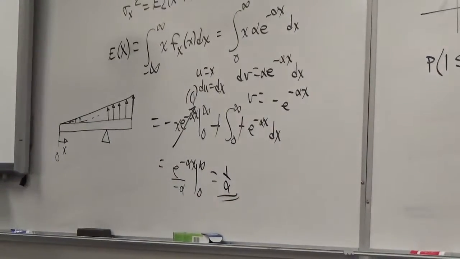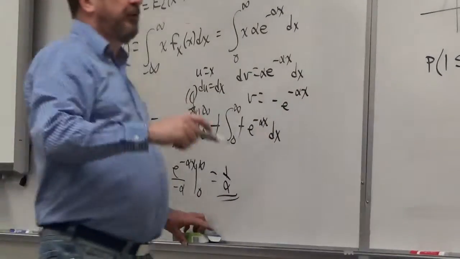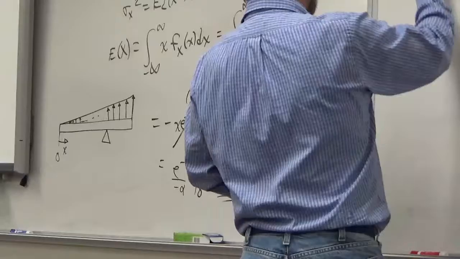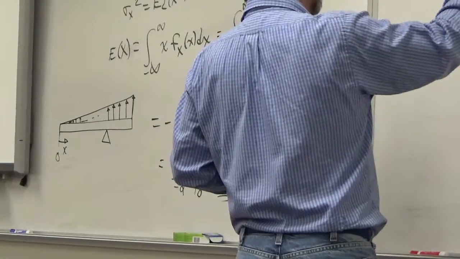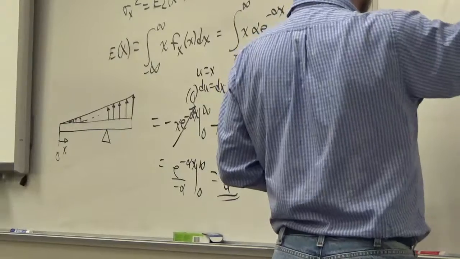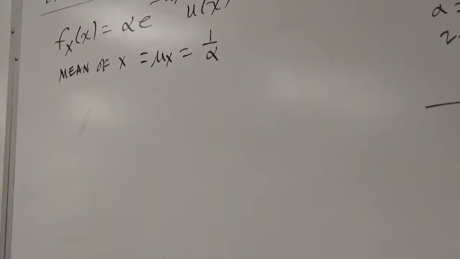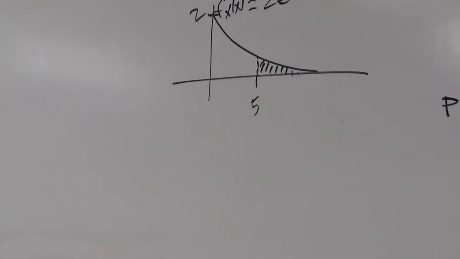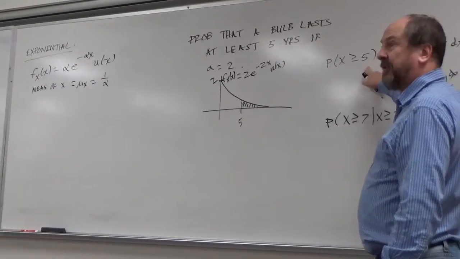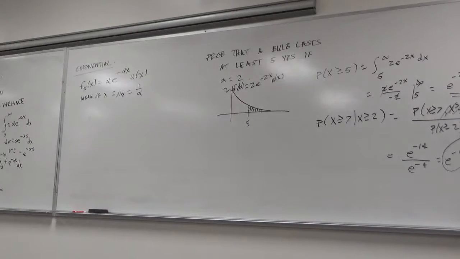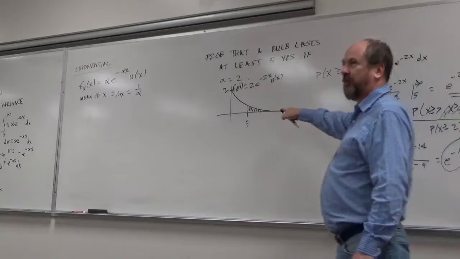Okay? So what does that say? When I did this, the mean of x equals mu sub x equals 1 over alpha. Look over here. Probability that x is greater than or equal to 5, the mean of it is 1/2. So that's 10 times the mean. Are you surprised at such a small number? I hope not, because this is getting pretty small out there.